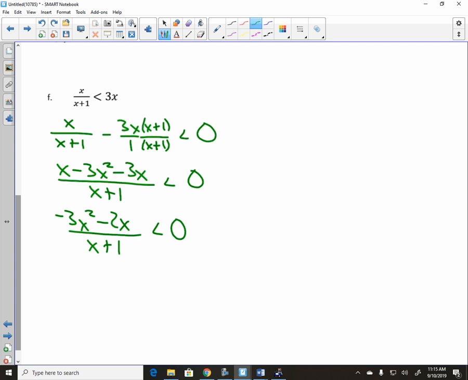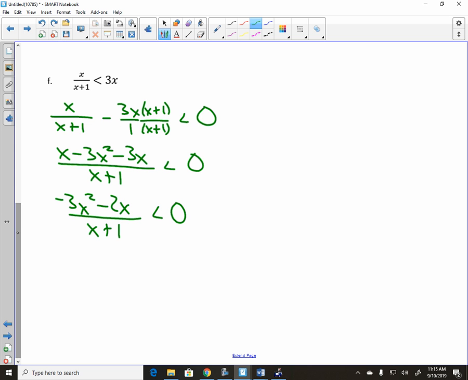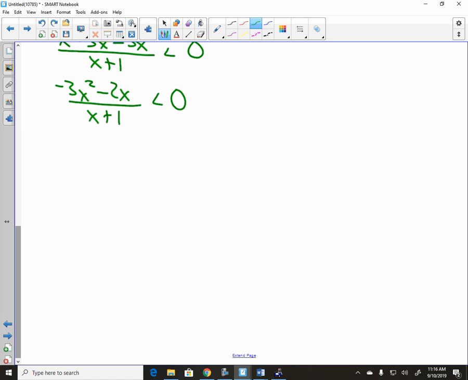Now, you could get the negative out. This is where you get to make a choice. You can either factor out negative x, or you can just multiply through by a negative 1. I like multiplying through by negative 1. That's how I would do the problem at this point, but everybody has their preference. So I just go 3x squared plus 2x over x plus 1, so then it's greater than 0. Just remember, when you multiply by a negative 1, it just changes the top or the denominator, not both. You just change one or the other.